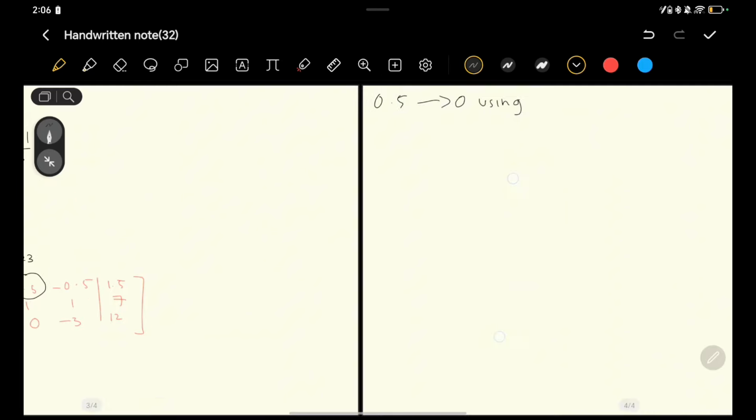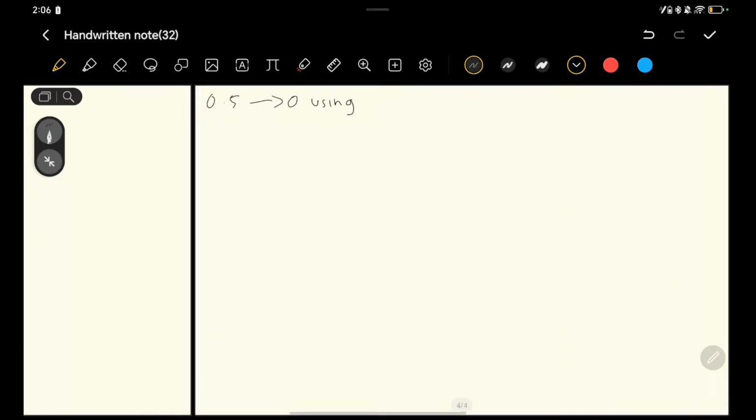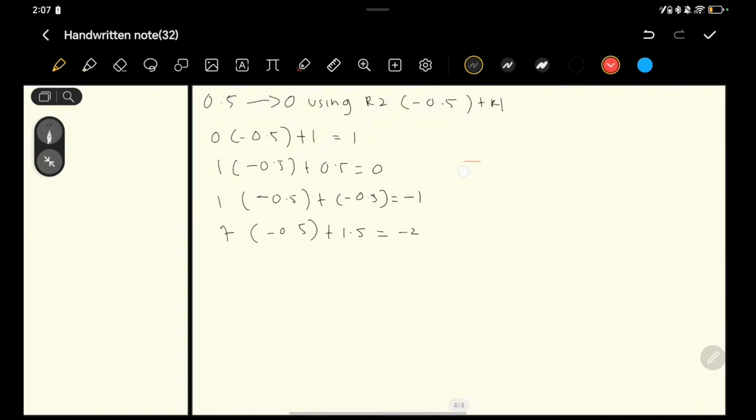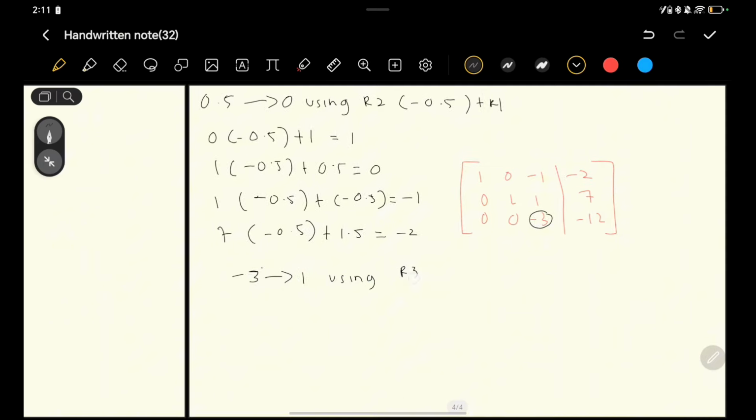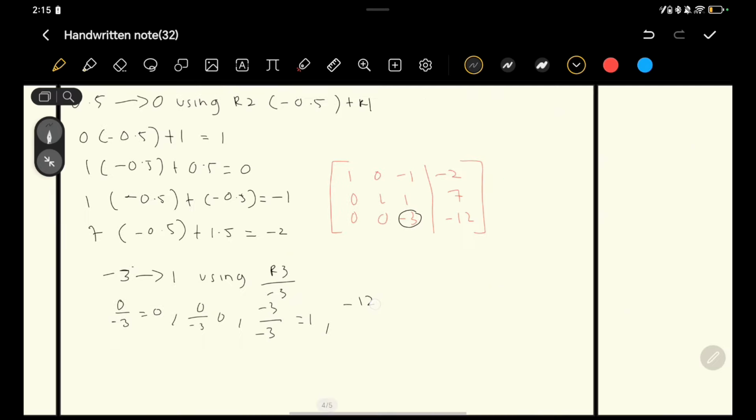Now we wanted to change 0.5 into 0 by using R2 times by -0.5 plus R1. Transfer the new value into the matrix. Now we wanted to change the -3 into 1 by dividing all the number in row 3 with -3. So -3 become 1. Then transfer the value into the matrix.